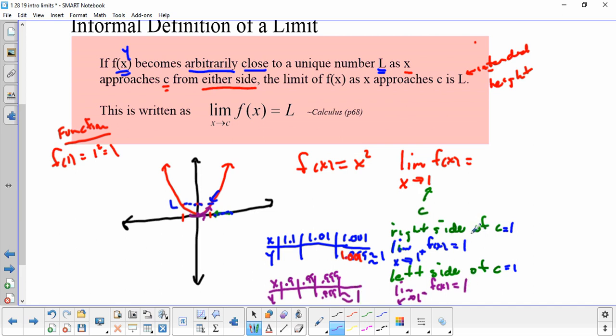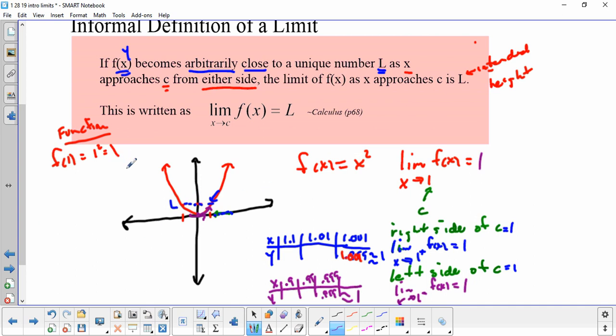And so we notice that from both the right and left side it is approaching a unique number L, and so we would say this limit would equal 1. And that's what a limit is. A limit is a value you get infinitely close to from both sides. You're trying to figure out what y is approaching, what it is getting close to as you get closer to the c value here. Now that's important because it allows us to find undefined values.